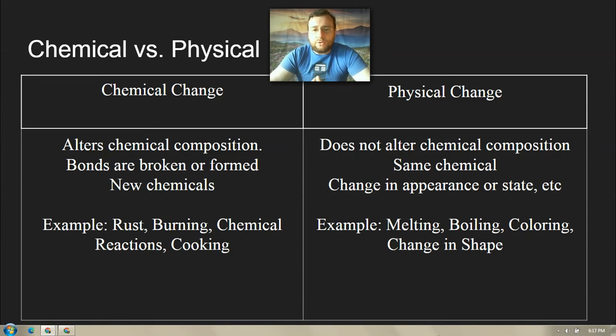Then you have physical change, and those are the changes that do not alter the chemical composition of matter. You end up with the same chemical before as after, but they may change in the appearance or the way they act, but not because it's a new substance. It's still the same substance. Like when you melt or boil water, it's still water, before and after. You may have frozen water or liquid water or gaseous water, but it's all water, so it changes in state. Changes like changing the color or changing the shape or breaking it apart.